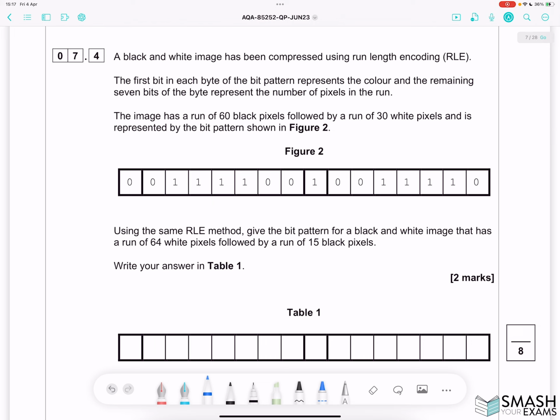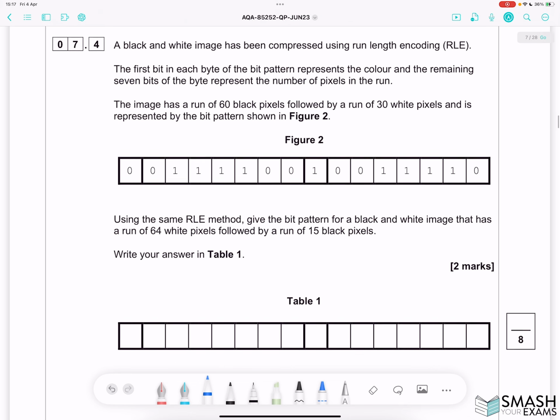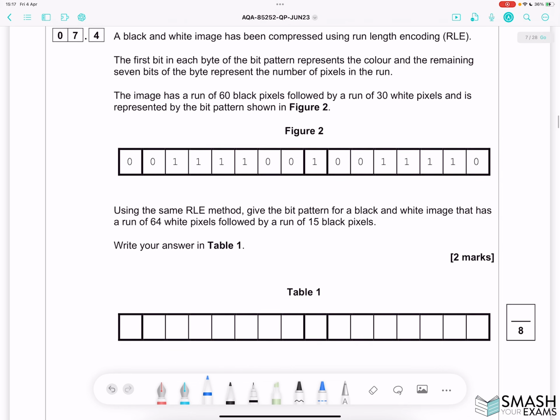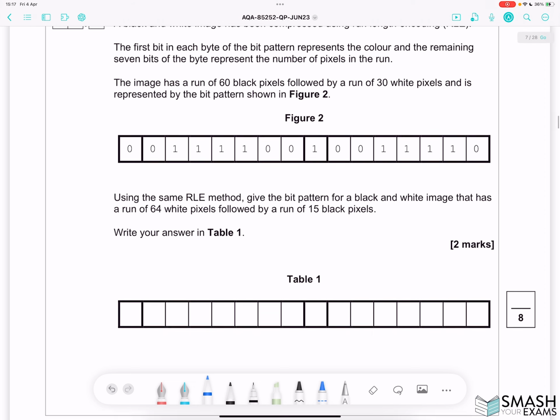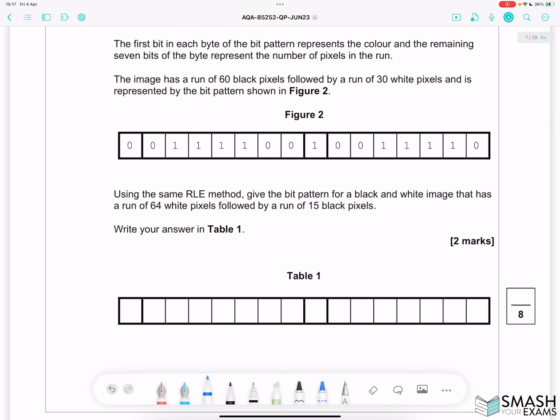So now question 7.4, we still are on images, and this time it's talking about compression and run length encoding. So we're now thinking about compression. The first bit in each byte of the bit pattern represents the colour, and the remaining 7 bits of the byte represents the number of pixels in the run. Okay, so the image has a run of 60 black pixels, followed by a run of 30 white pixels, and it's represented in figure 2.